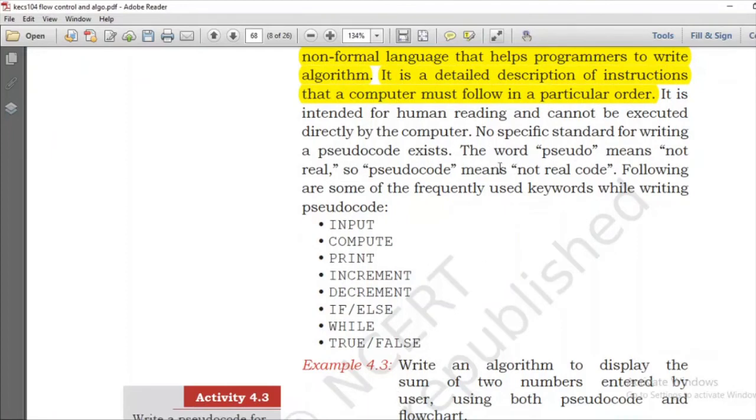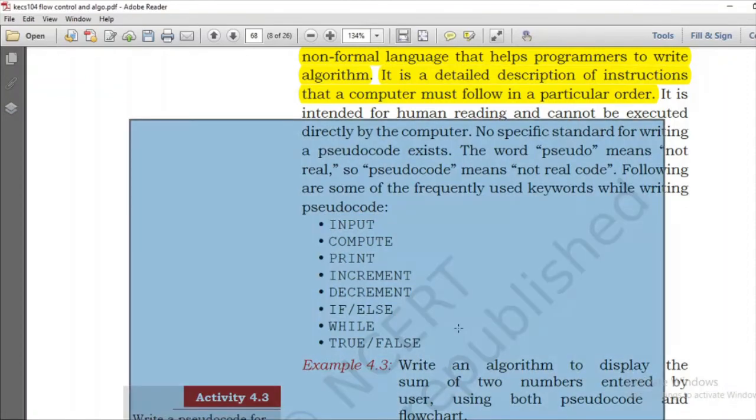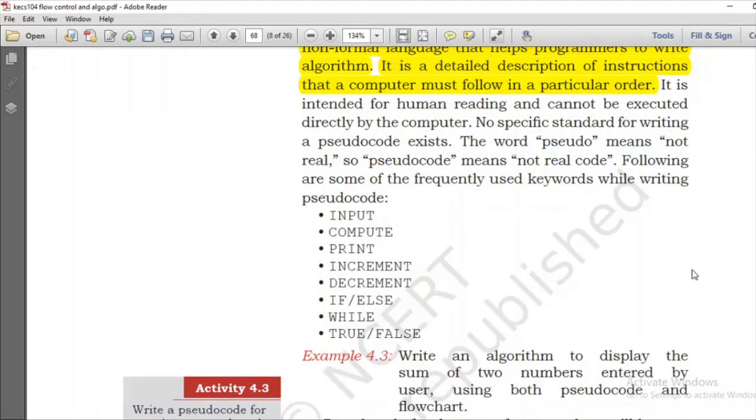The word pseudo means not real. So here are certain commands which are mostly used in writing pseudocode. These are basically the keywords which are used for writing the pseudocode. So let us see an example.